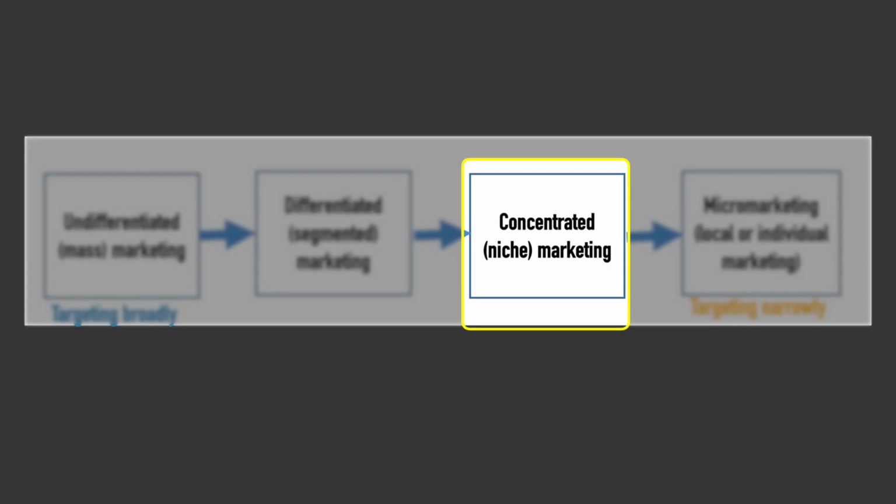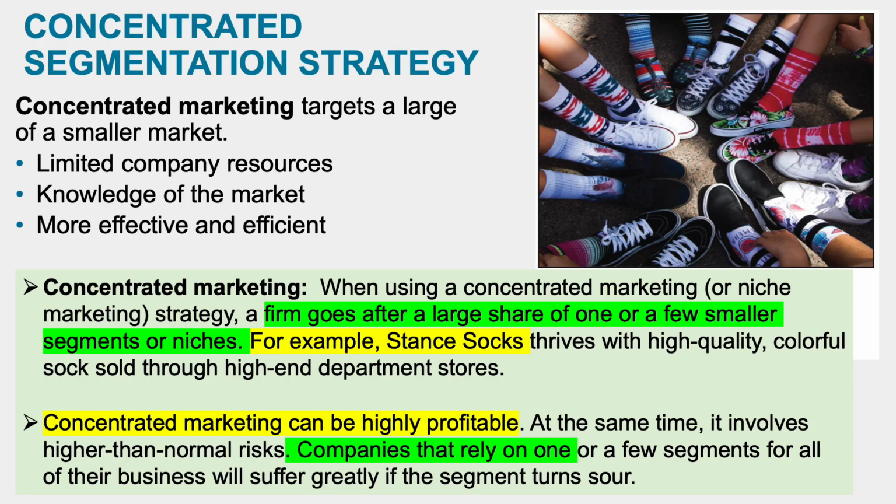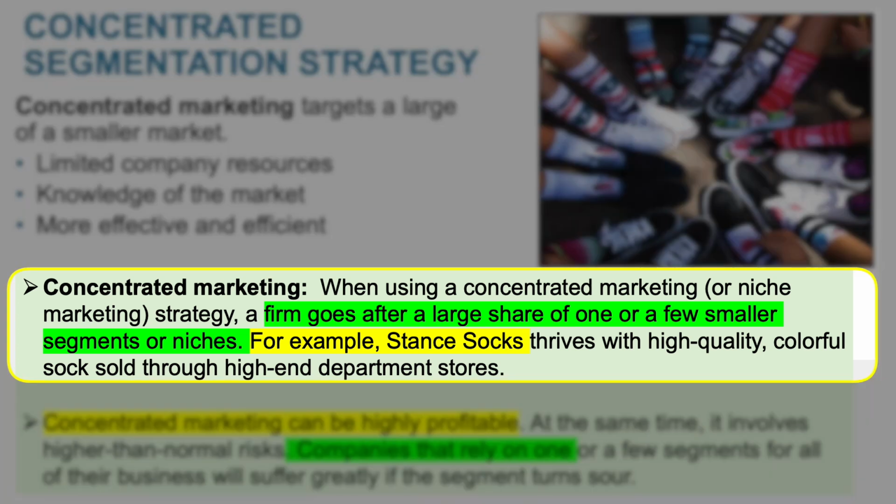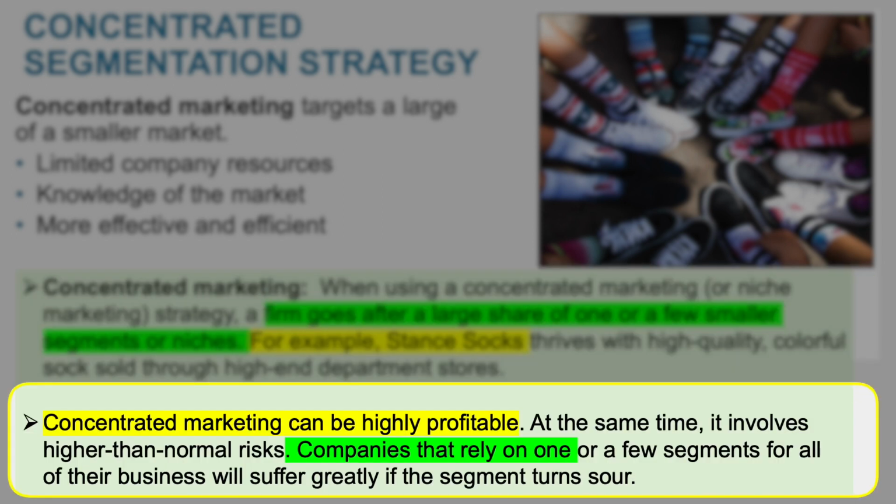The next segment type you see is concentrated or niche marketing. Concentrated marketing targets a large share of a smaller market. When using a concentrated or niche marketing strategy, a firm goes after a large share of one or a few smaller segments or niches. For example, Stan's Socks thrives with high quality, colorful socks sold through high end department stores. Concentrated marketing can be highly profitable. At the same time, it involves higher than normal risks.